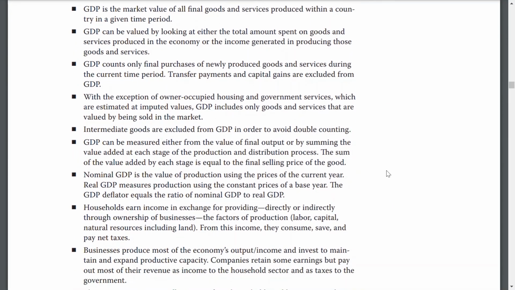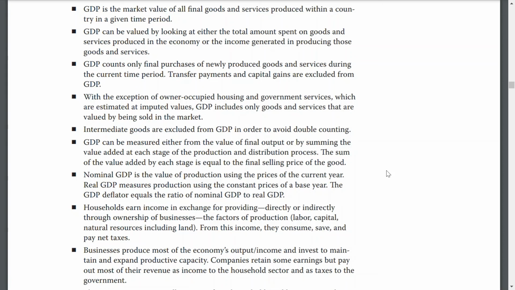GDP is the market value of all final goods and services produced within a country in a given time period. GDP can be valued by looking at either the total amount spent on goods and services produced in the economy or the income generated in producing these goods and services. And they should be equal to each other theoretically.